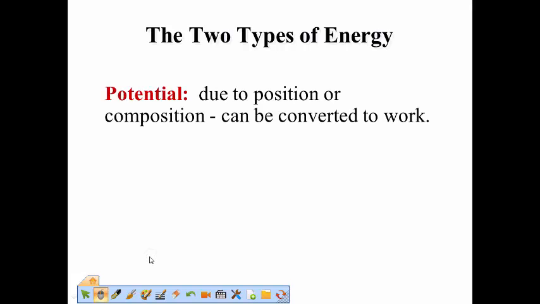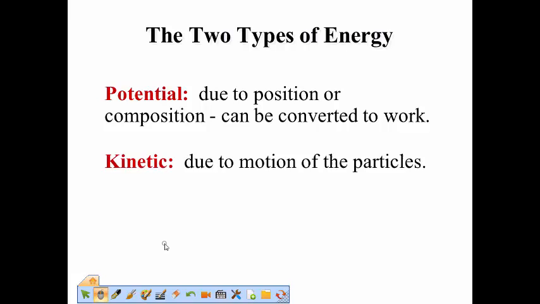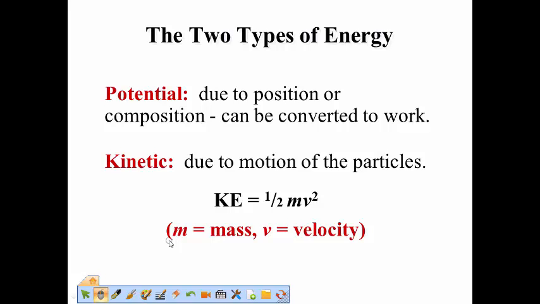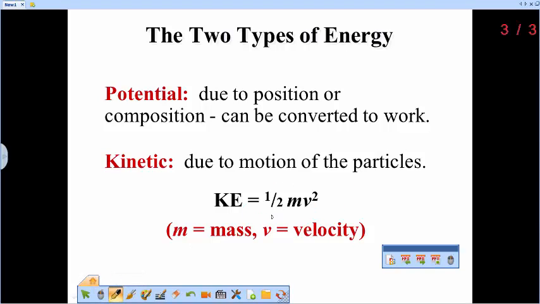So the two basic types of energy are potential. This is energy due to the position or composition, and it can be converted into work or heat. And then you have kinetic energy, which is due to the motion of the particles. Kinetic energy has an equation which is 1/2 mv squared. So m is equal to the mass of the particle and v is the velocity of that particle, and you can see that there's a square effect on that.